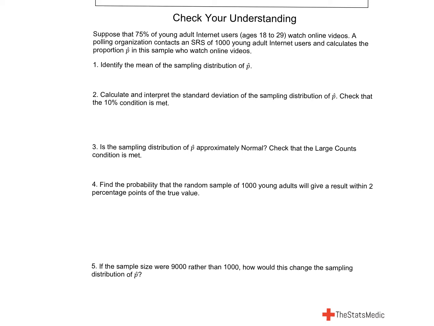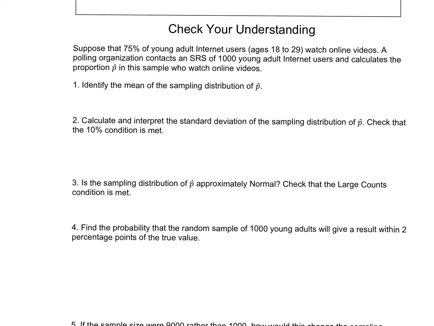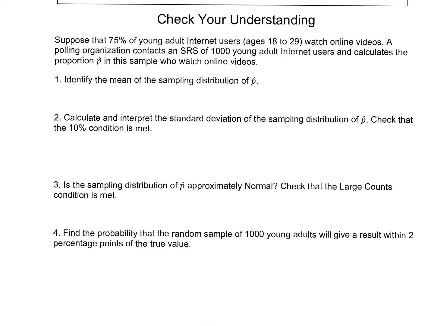So here we go: identify the mean of the sampling distribution. Suppose 75% of young adult users watch online videos. A polling organization takes a simple random sample of 1,000 young adult users and calculates the proportion in the sample who watched online videos. So identify the mean. The mean of all these proportions should equal the proportion of the population. But let's just check real quick. We always need to check. There are those magic words, simple random sample, check. We're ready to move on.